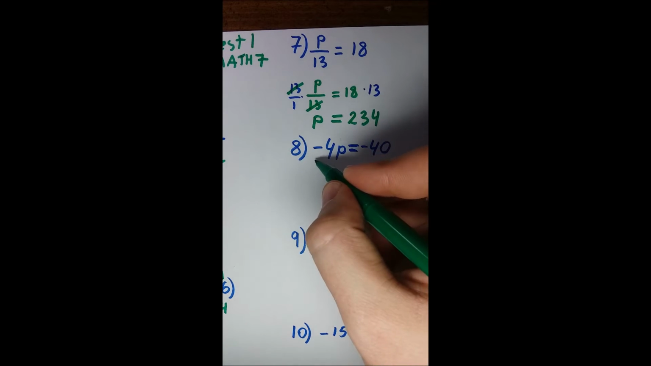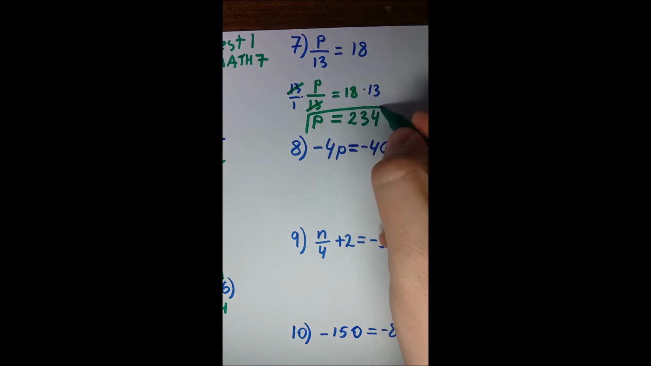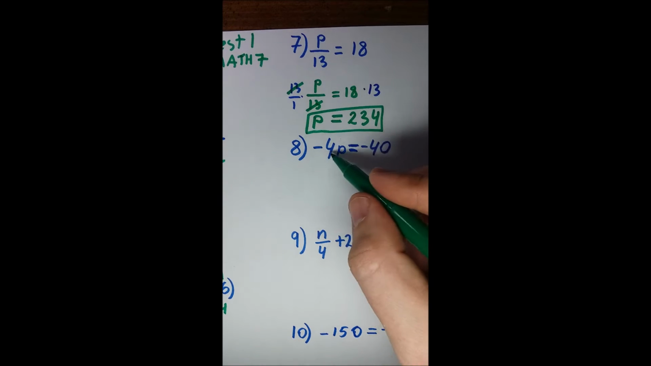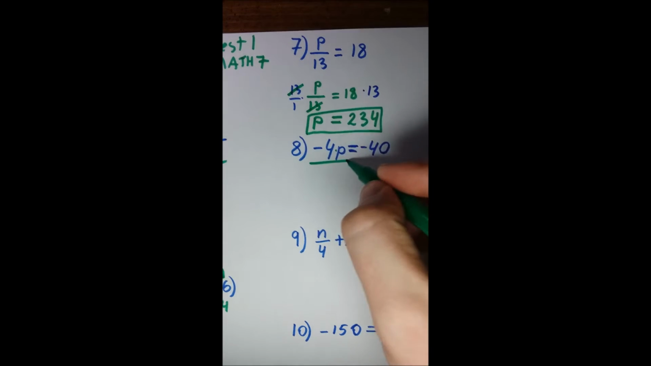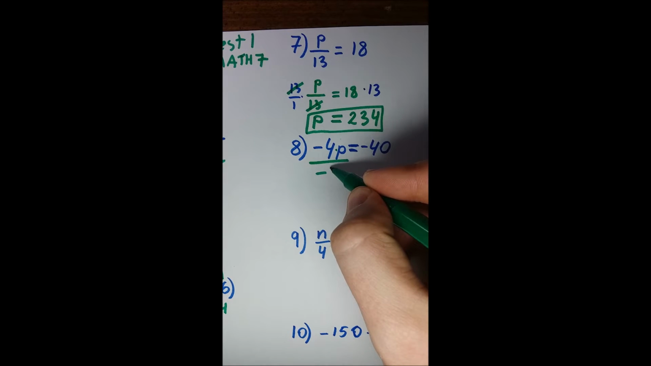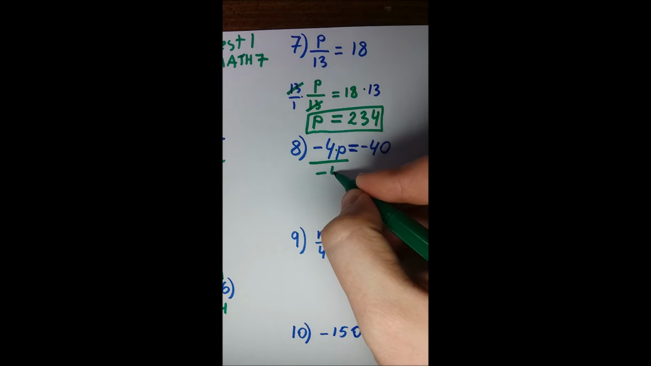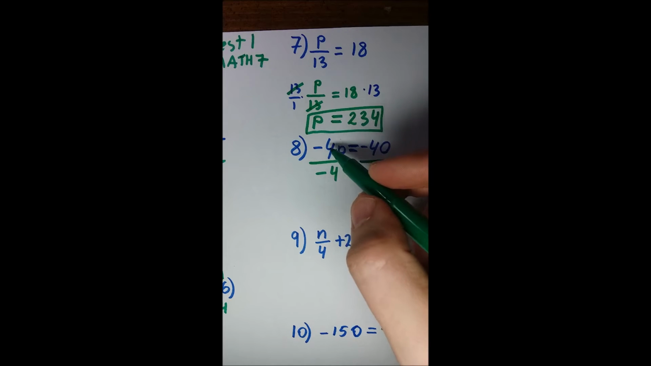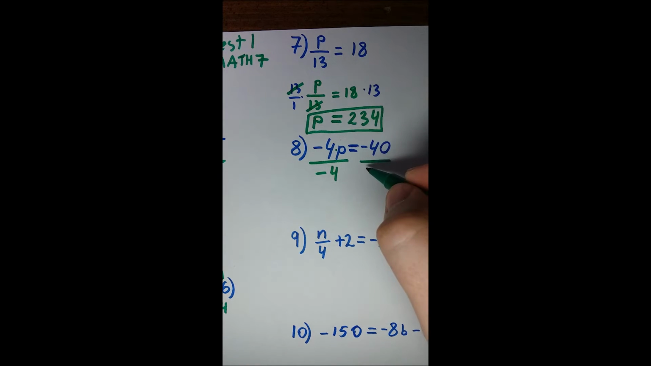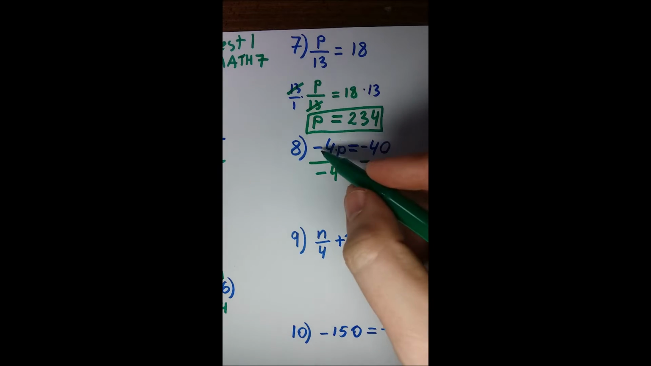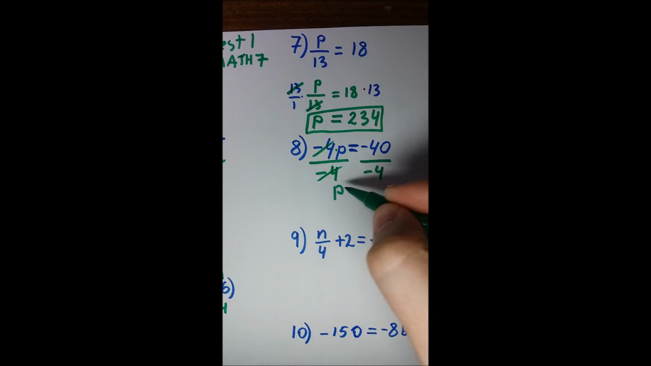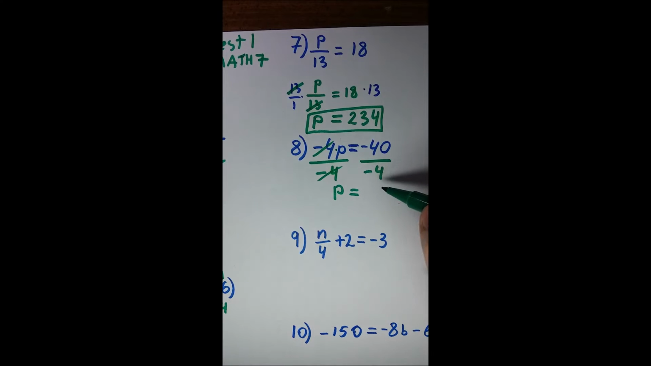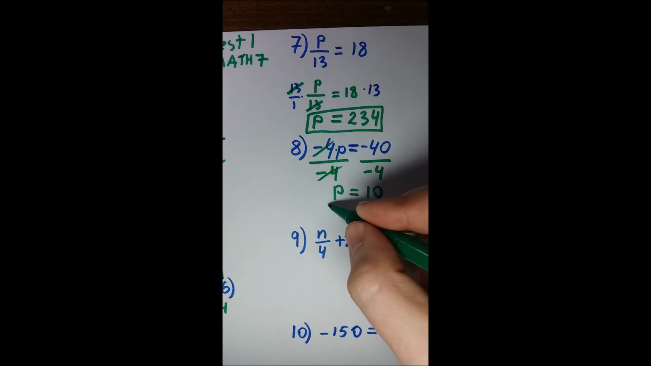For number 8, it's negative 4 times p equals negative 40. So we need to get rid of anything that's attached to p. In this case, it's a multiplication by negative 4. So to undo multiplication, you divide by whatever this number is. So divide both sides by negative 4. You're looking at p equals negative divided by a negative is a positive. 40 divided by 4 is positive 10.